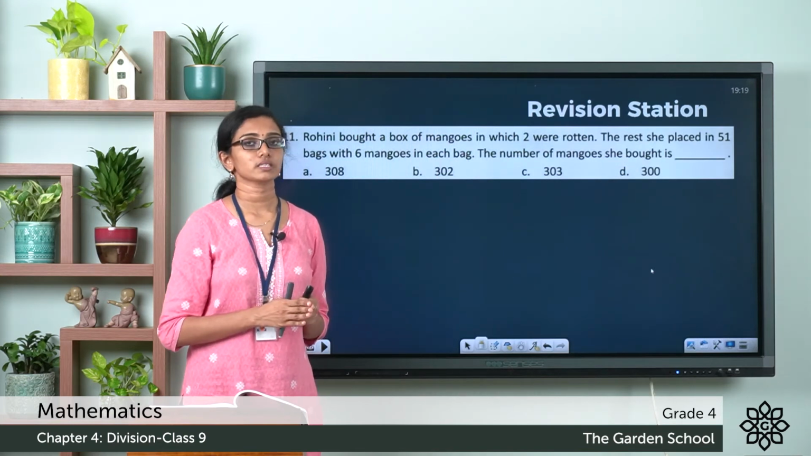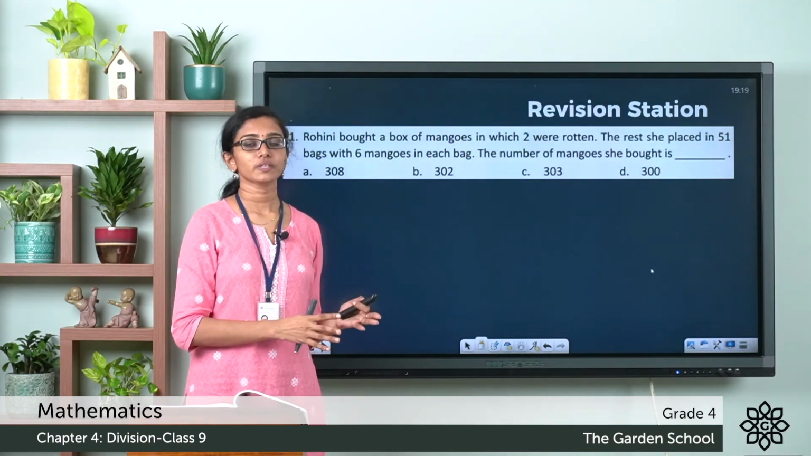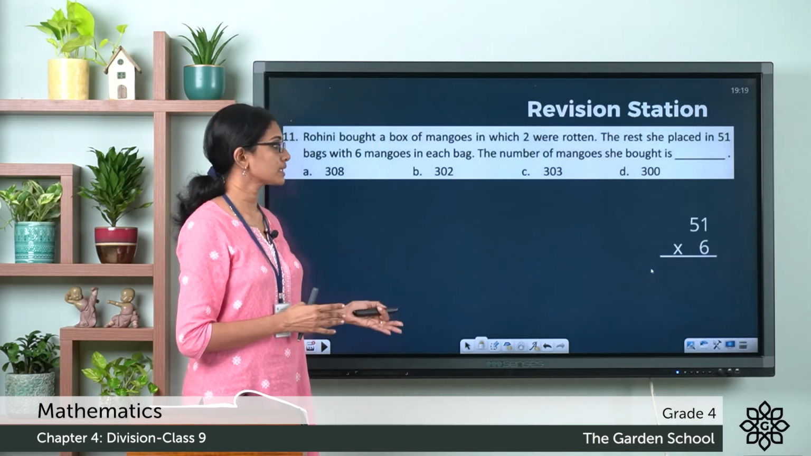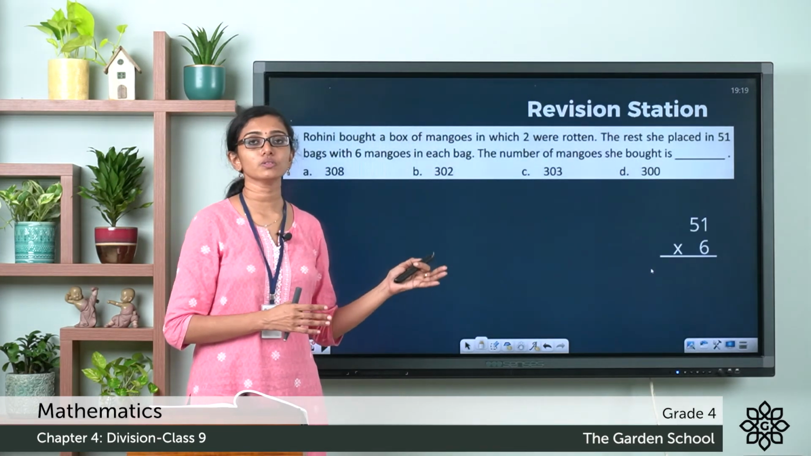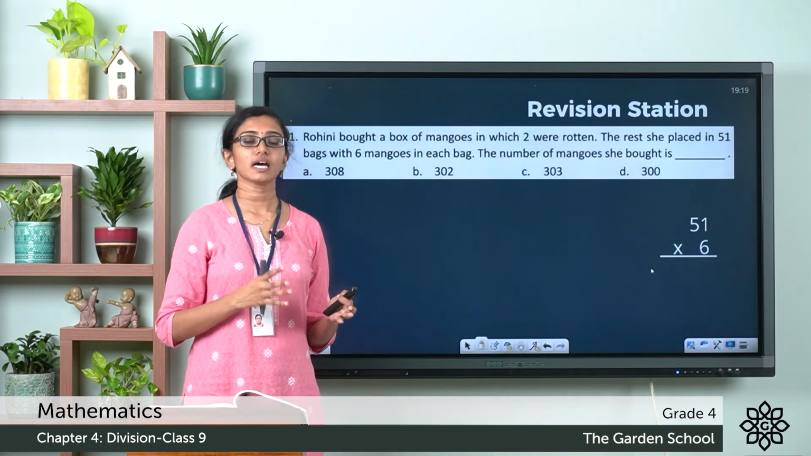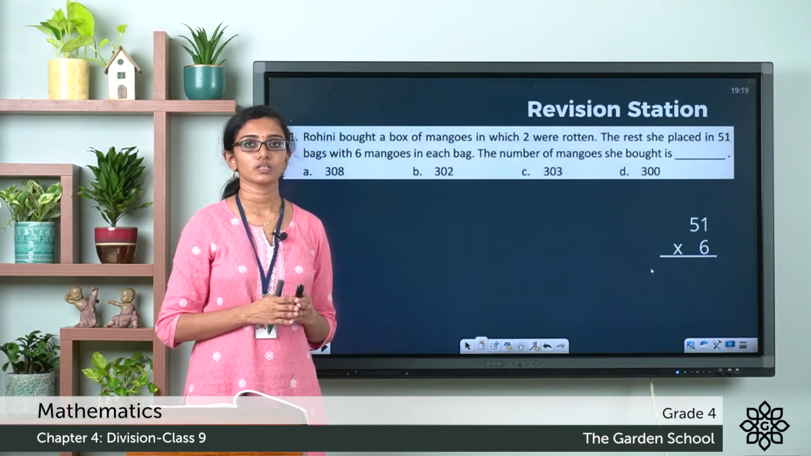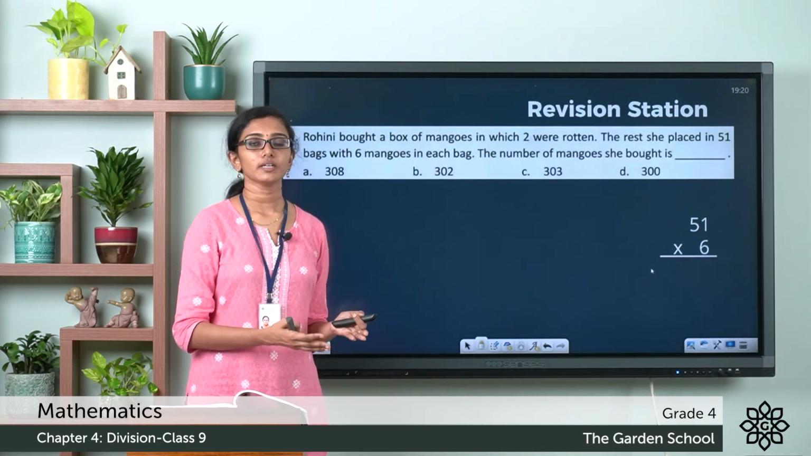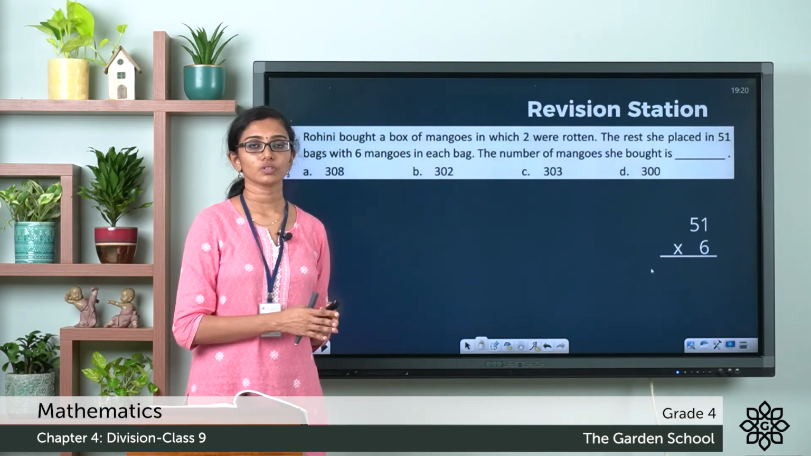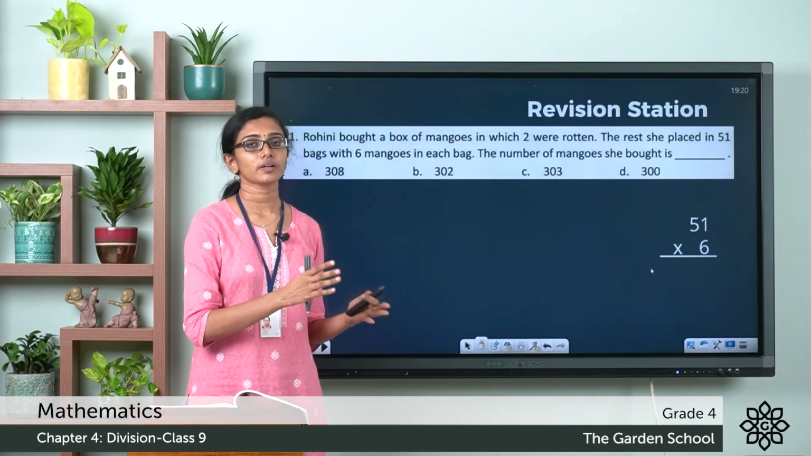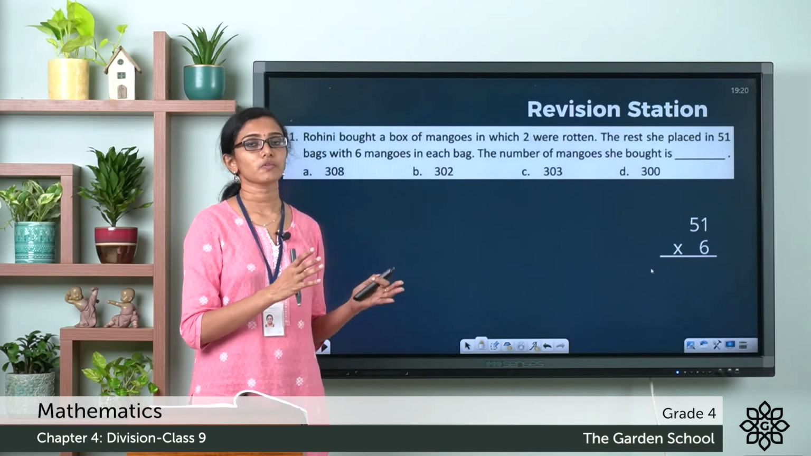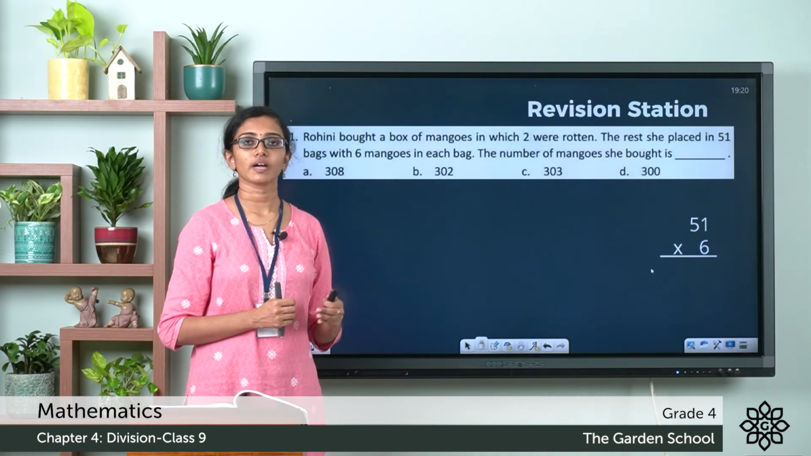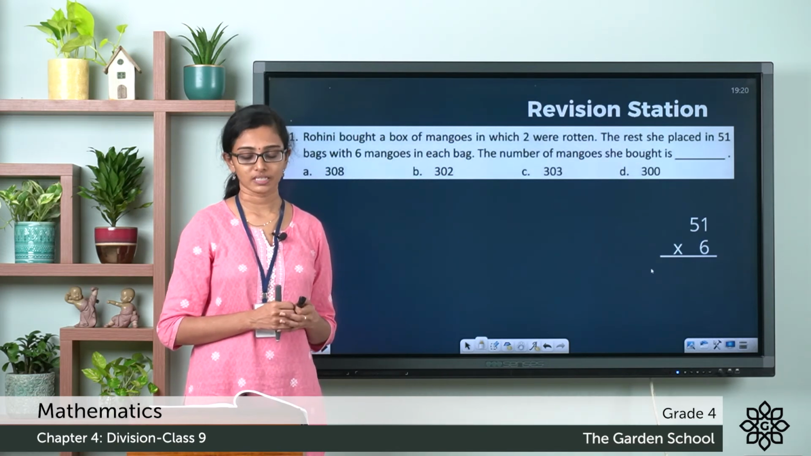So how do we solve this? If there are 51 bags with 6 mangoes each, how many mangoes will there be? There will be 51 into 6 mangoes. These are the good mangoes. And it was also said that 2 mangoes were rotten. So along with the total number of good mangoes, you need to add the 2 rotten mangoes to get the total number of mangoes that Rohini bought. So work it out and find out the right choice to this question.